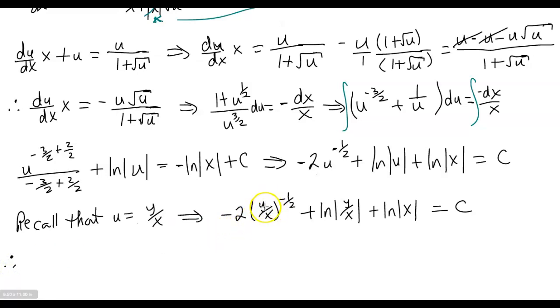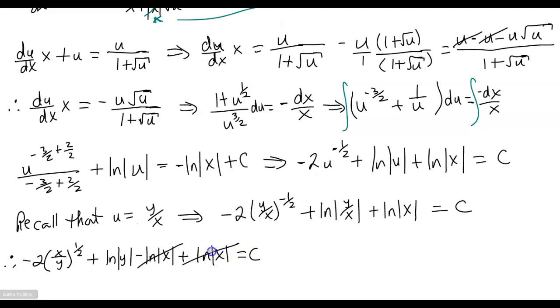So if we simplify here, we see that we'll have negative 2 here, and y over x raised to the negative 1/2 is the same as x over y raised to the positive 1/2. We could rewrite natural log of absolute value of y over x as natural log of y minus natural log of x, plus natural log of x equals c. And of course, those two terms will cancel to 0. Here we can further rewrite what we have as a negative 2 square root of x over square root of y, and this will be plus natural log of absolute value of y equals some constant.